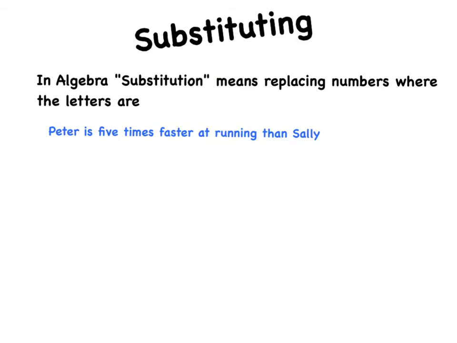Okay, substituting. In algebra, substitution means replacing the letters with numbers. So I got you guys to form an algebraic expression for this question before. Peter is 5 times faster at running than Sally. And we came up with a solution for that. We said a way to express that is that Peter was 5 times faster than Sally.